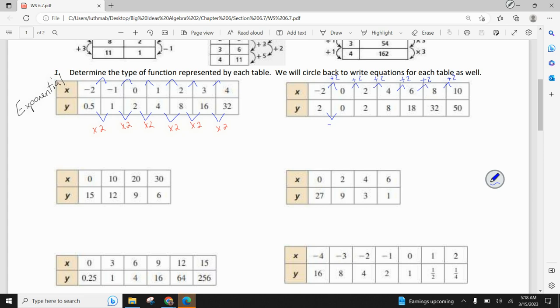Checking first differences to see if this is linear. Minus 2, plus 2, plus 6, plus 10, plus 14, plus 18. So first differences are not the same. It cannot be linear. So we go to second differences: plus 4, plus 4, plus 4, plus 4, plus 4. So I think that we've just shown that the second differences are the same. That allows us to call this quadratic.